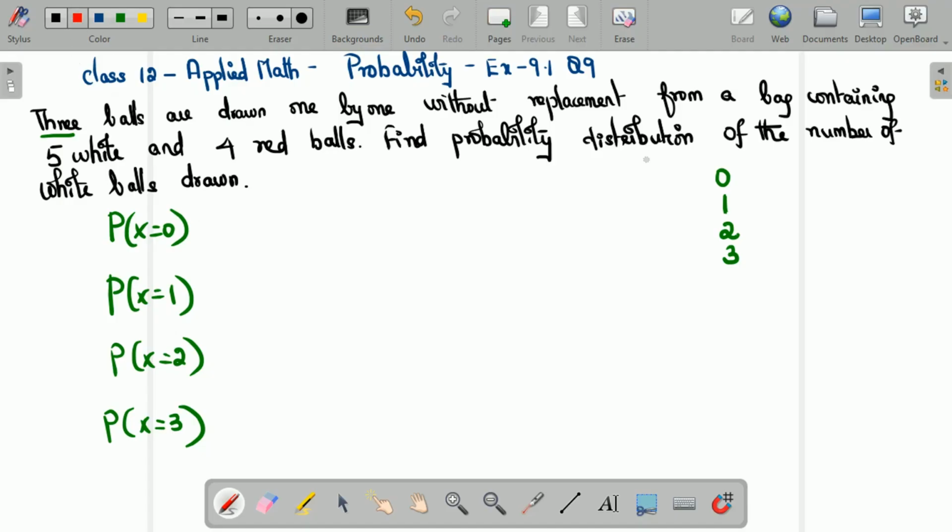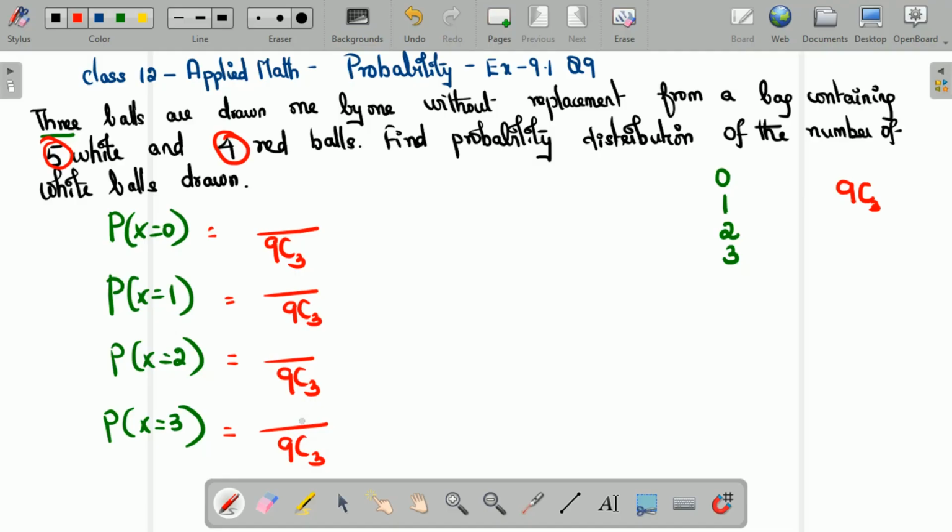See, first we are picking totally 3 balls. Out of how many balls? We have totally 5 white balls and 4 red balls. So the total number of balls is 9, of which we are going to pick 3. So the total outcome will be 9C3. When we write the probability, the denominator is going to be 9C3. Remember, it is going to be the same for all the 3 distributions, so I'm just directly writing this out.